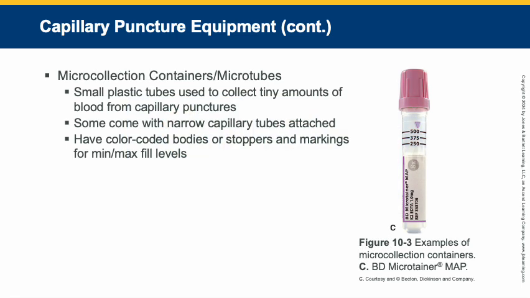Micro collection containers or microtubes. These are small plastic tubes used to collect tiny amounts of blood from the capillary puncture. Some of them come with narrow capillary tubes attached. They have color-coded bodies or stoppers and markings for a minimum and maximum fill levels.